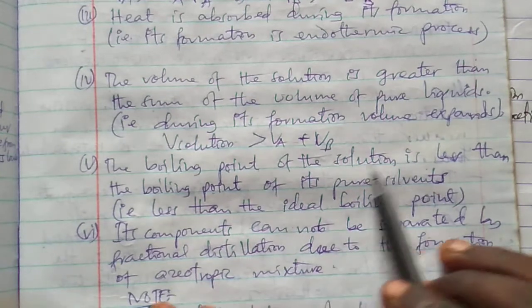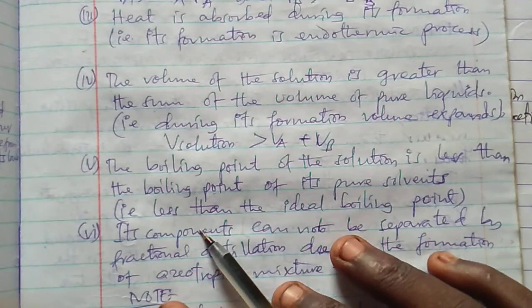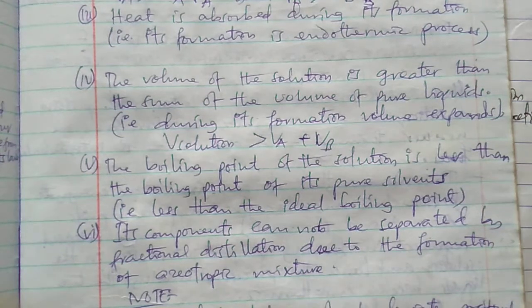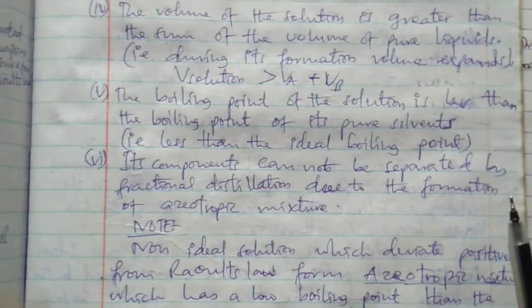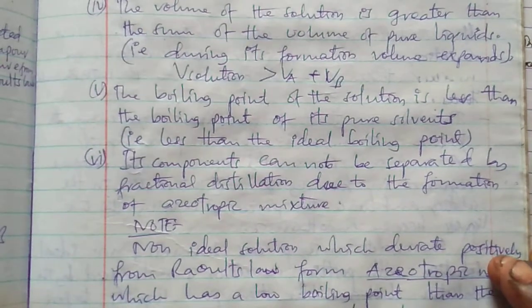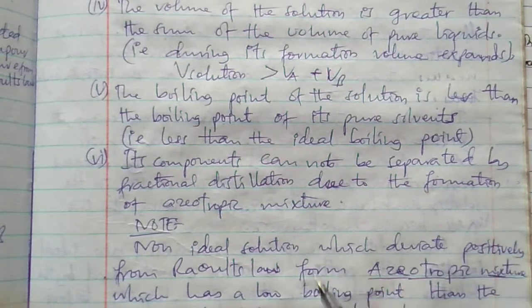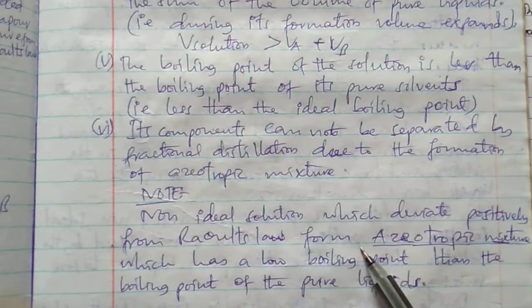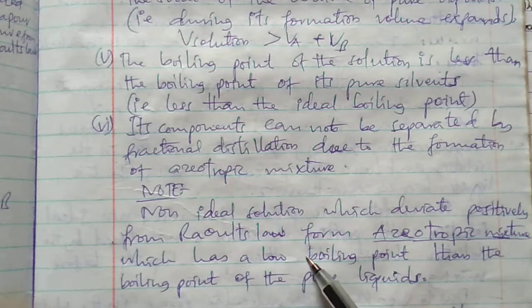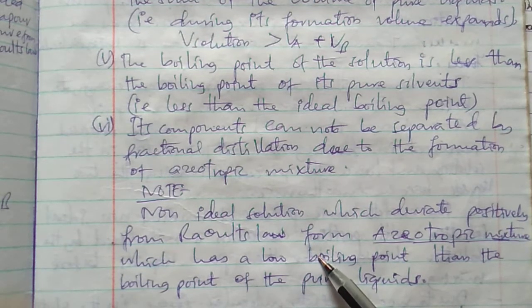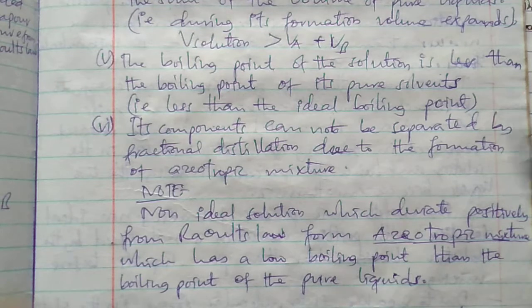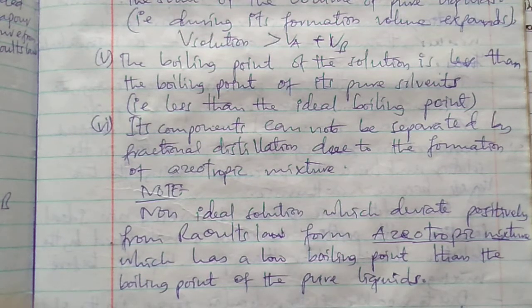Ya tano, tunasema the boiling point of the solution is less than the boiling point of its pure solvent, or is less than the ideal boiling point. Na ya sita, its components cannot be separated by fractional distillation due to the formation of azeotropic mixture. Azeotropic mixture ni nini, tutaenda kuona huko mbele. So non-ideal solution which deviates positively from Raoult's law forms azeotropic mixture which has a low boiling point. Low boiling point kwa sababu gani? Boiling point of the solution inakuwa ndogo kwa sababu positive deviation boiling point itakuwa ndogo, maana intermolecular force of attraction zimepungua. So the boiling point will be lower than the boiling point of the pure liquids.